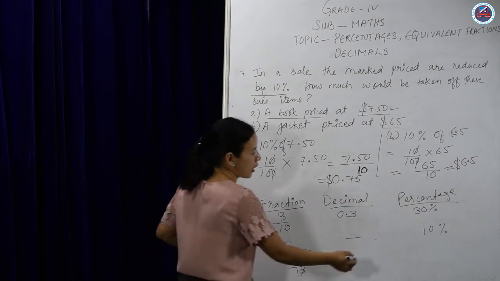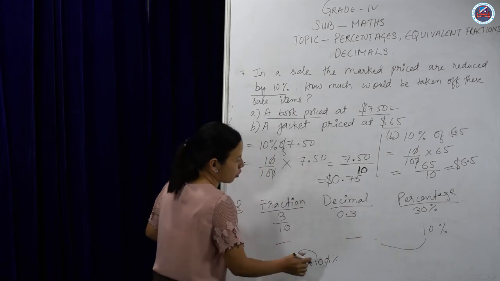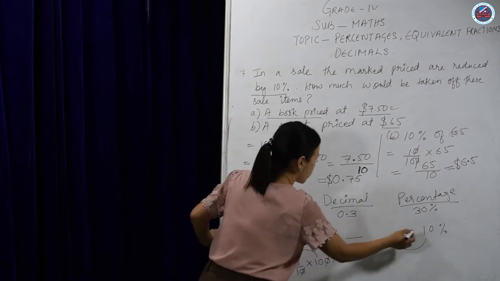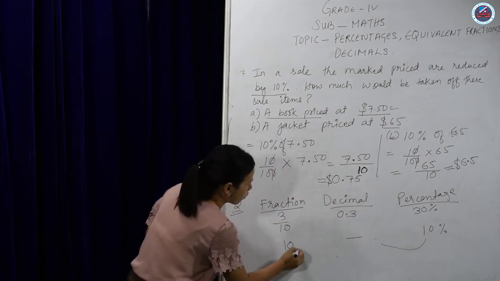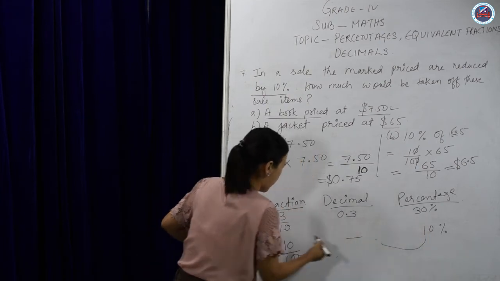Done? Now next we have 10%. Let's change it into decimal form. Before we change it into decimal form, let's change it into a fraction. So 10% means, we know it's 10 over 100, right? Because of this percent. So 10% is 10 over 100.